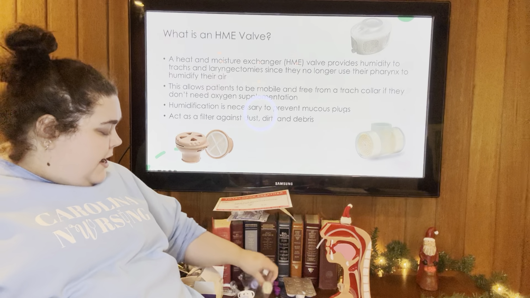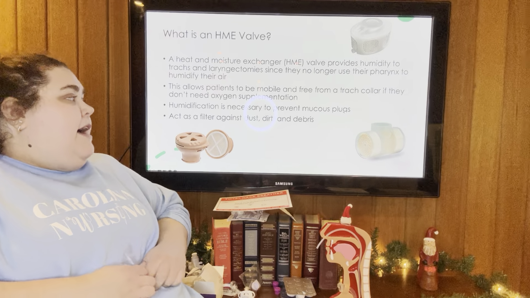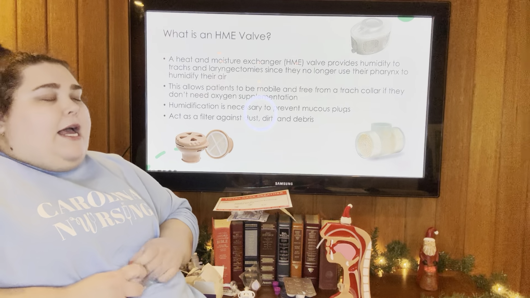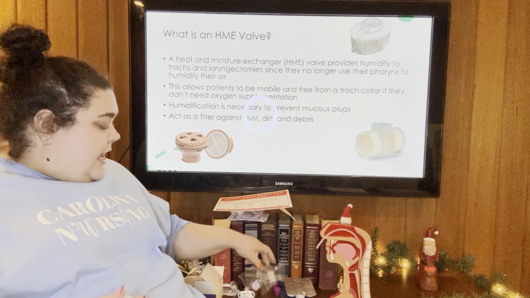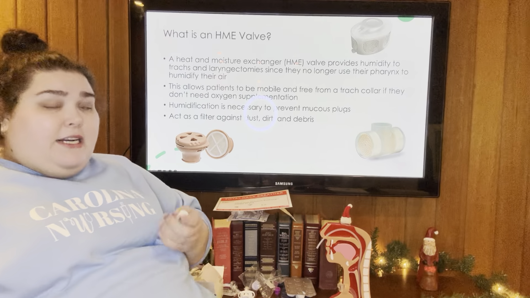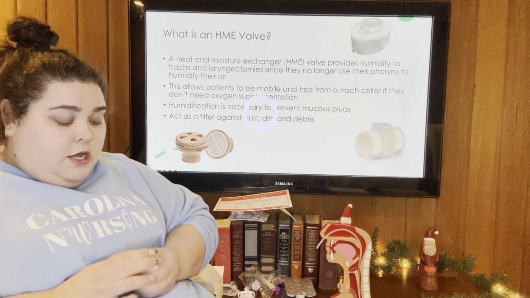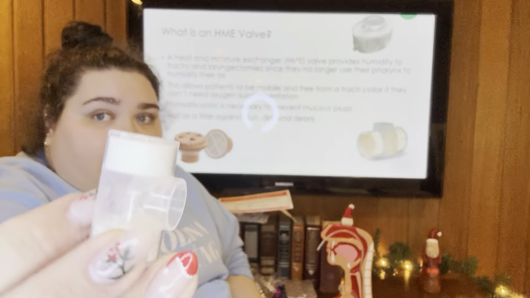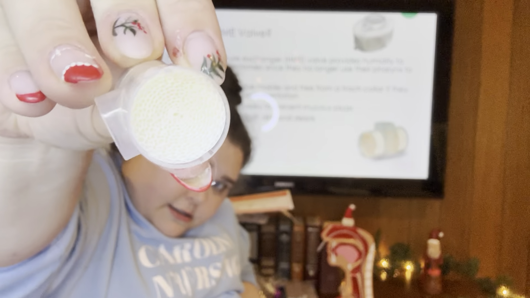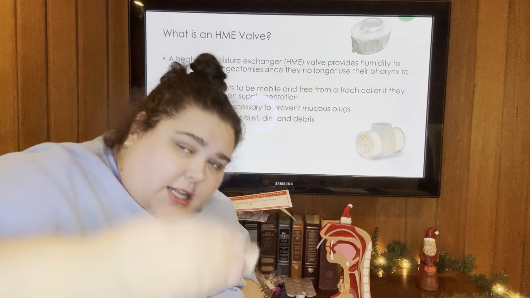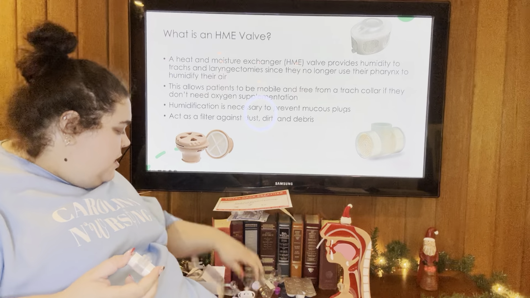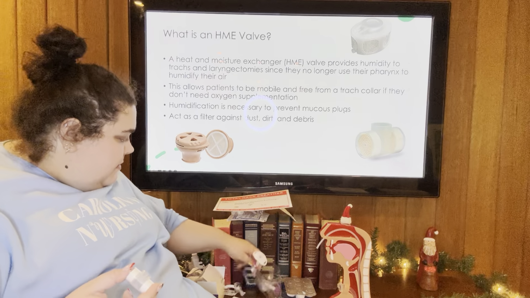Trachs have two different options. So you have the T valve down here in the corner, and it is kind of your down and dirty HME valve. It gets the job done, but it doesn't have a lot of bells and whistles. It's not the greatest. So this is an example of the T valve. You can kind of see it's got these rolled paper filters at the end that filter the air coming through. So it fits on the end of the trach.